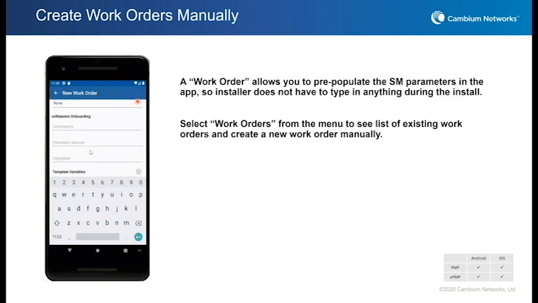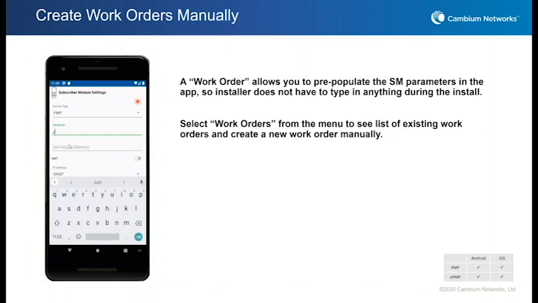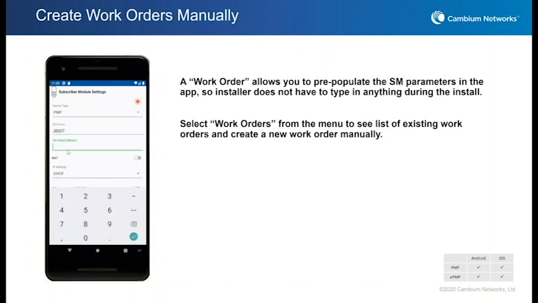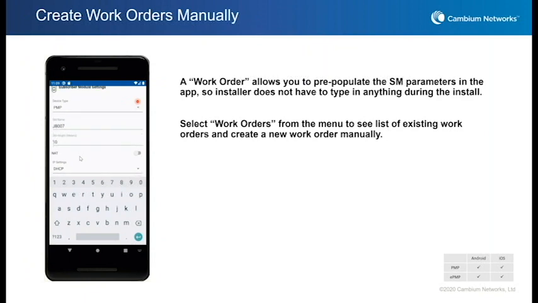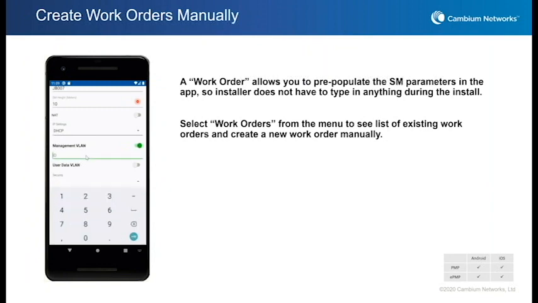Now, one of the neat tricks that the app can do is, if you have configured the work orders in the app, when you are at the subscriber's location and you launch the app, it actually detects that you are at this particular subscriber. How it does that is it matches the GPS coordinates of the phone with the GPS coordinates of the address that is entered here. So if it sees that you are at a particular subscriber's location, it will launch and it will automatically select that particular work order to start the install.